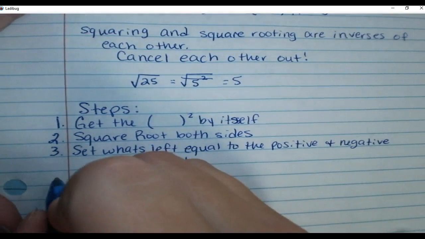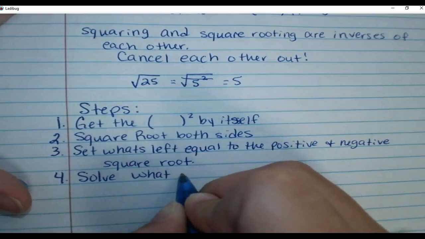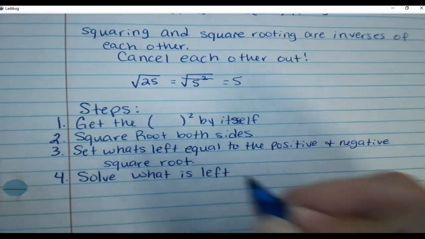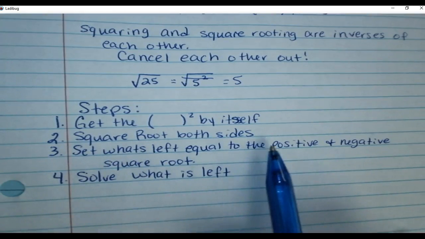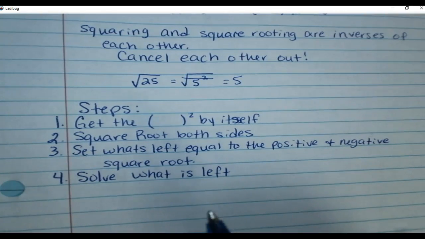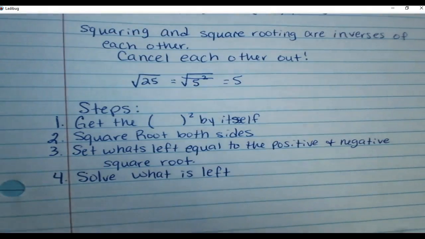Okay. And then you just solve what's left. Okay. So yesterday when we were doing quadratic formula, and when we graphed it the other day, we said that you needed 2 answers. So you have to do this step 3 to get those 2 answers. So set it equal to the positive and to the negative. So if you do the square root of 25, you'll set it equal to 5 and negative 5. Okay, so positive and negative, and that's where we get those 2 answers from. Questions?